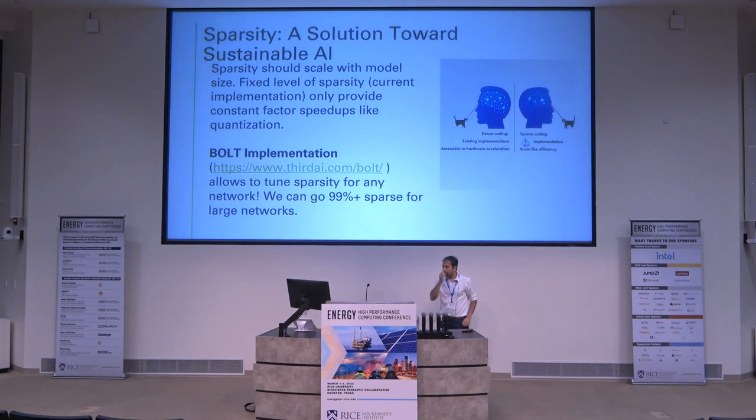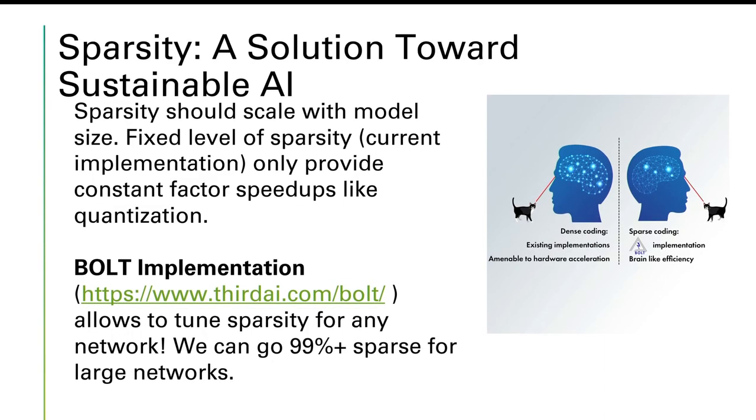So I think I'll conclude here with sparsity as a solution towards sustainable AI. Again, there are a lot of notions of sparsity. What I want to argue is that sparsity should scale with model size. A fixed level of sparsity is only going to provide a constant factor speedup.